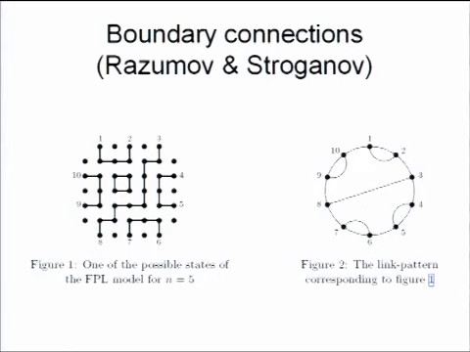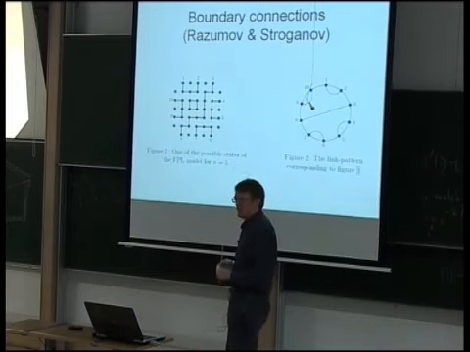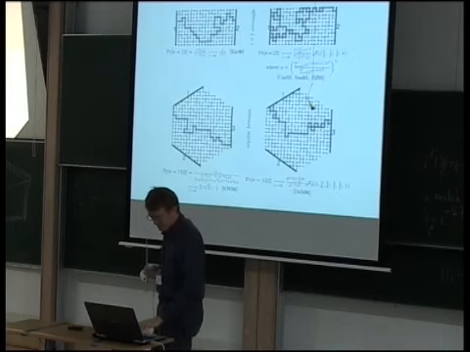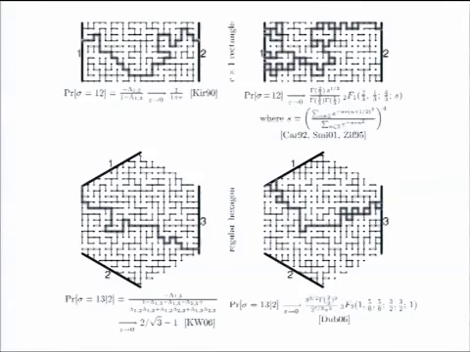All right, so I put this in to tie it in with the theme of most of the other talks in the conference. This is extracted from Razumov and Stroganov's paper, and in it they look at the connections, the paths connecting the different boundary points of an alternating sign matrix. So here are some other connection events that you can look at.